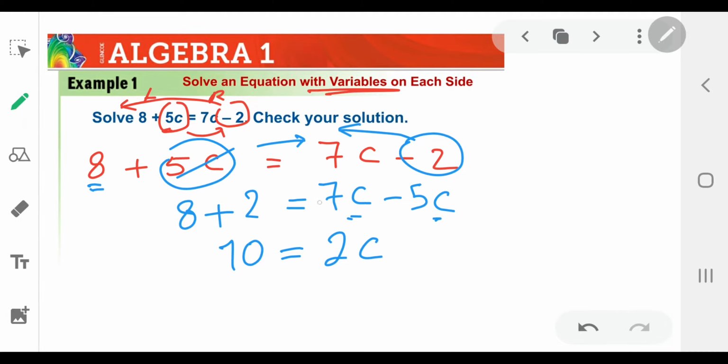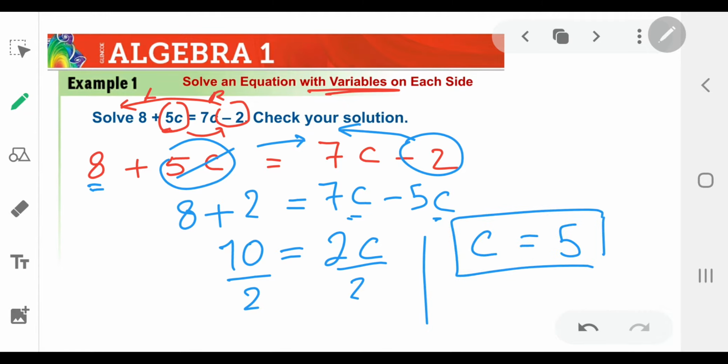So in one step, by dragging all the variables on one side and the numbers on the other side, I have a very simple one-step equation. 2 times C. To undo multiplying by 2, I would divide here by 2. So C will be 10 divided by 2, which is 5.